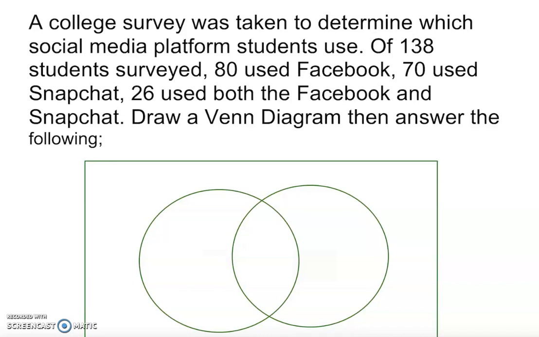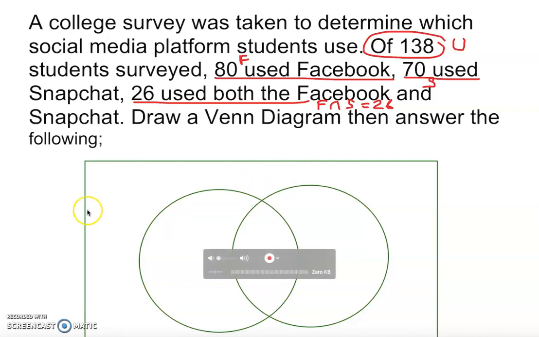So how many sets are clearly given in this case? 138 is my universal set U, and 80 used Facebook, so I can say 80 is my F, and 70 used Snapchat, so I can say 70 is my S. And 26 used both, so F intersect S is equal to 26, happening at the same time. I can declare this information up on top, or I can put it down here at the bottom.